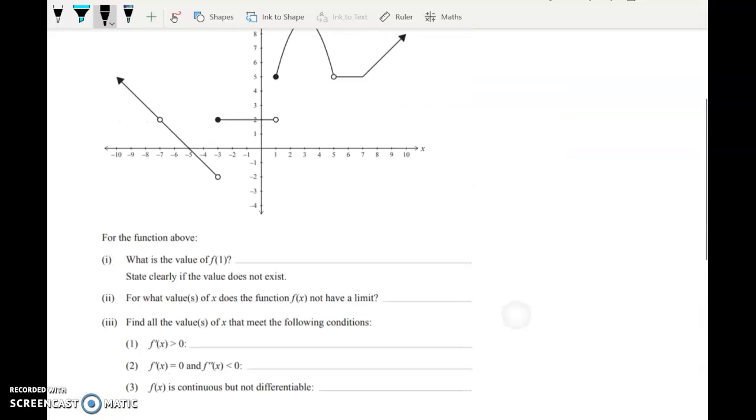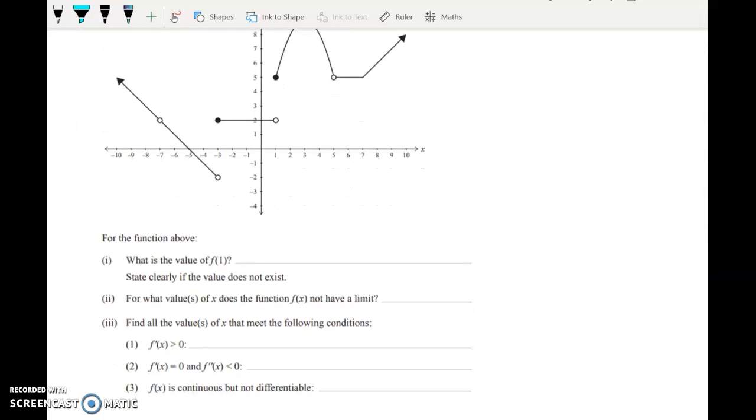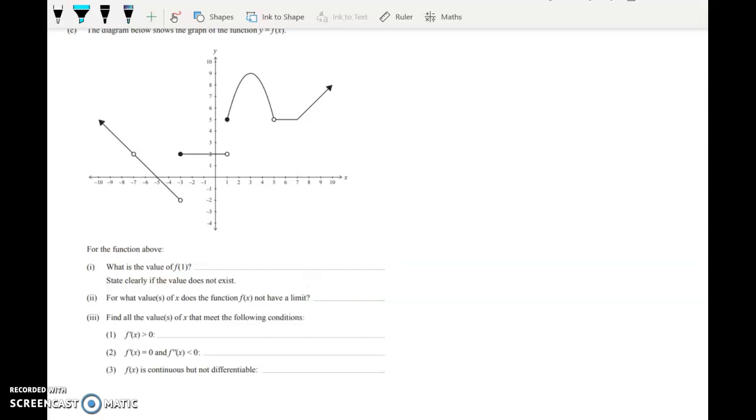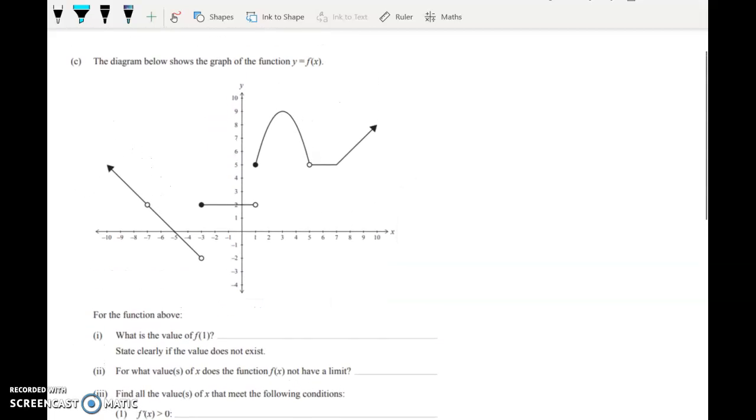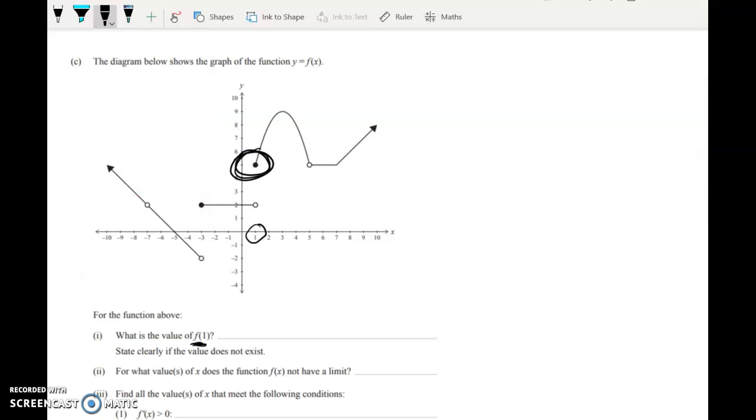In 2018, though, it was a merit question. Here's the function, and we've got to do a wee bit more work. If you got a certain number right, you got achieved, and if you got most of them right, you got merit. First of all, what is the value of f of 1? So when x is 1, what is the value of the function? Well, we can see that we've got this big dot here. That's the value of the function, and that is 5.